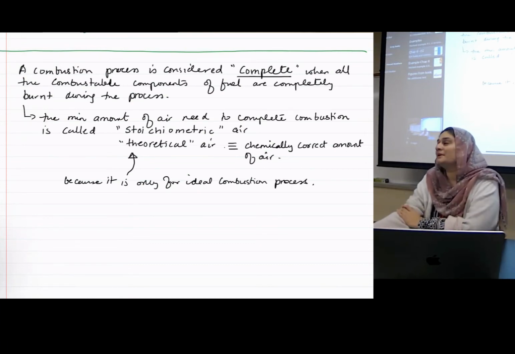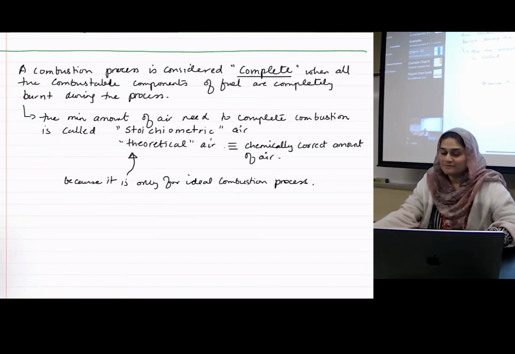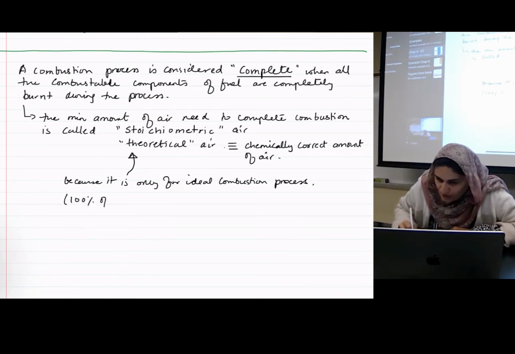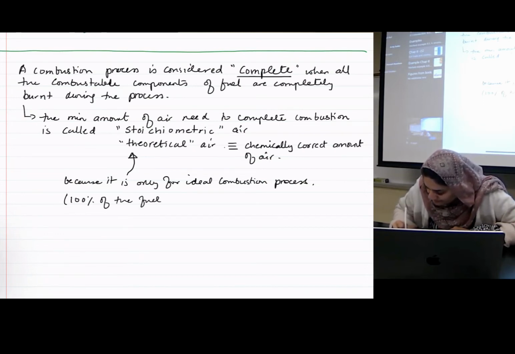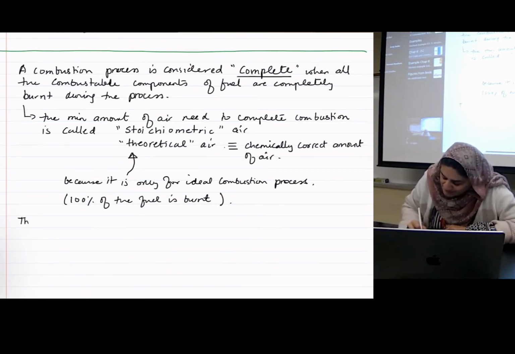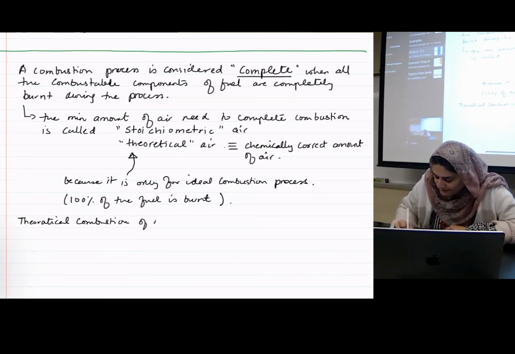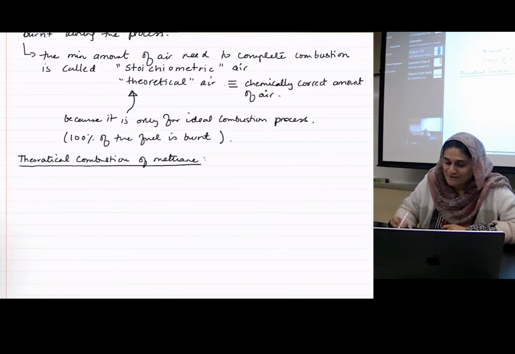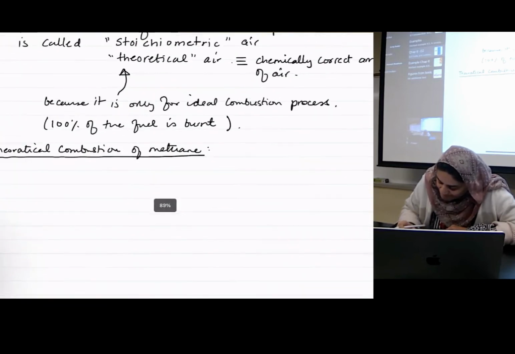And as we know, in real life, there are no ideal processes. There will always be some fuel left. And for ideal combustion processes, 100% of the fuel is burnt. And we know that can't happen, right? So, a theoretical combustion of methane means this. So, Casey, I'm not going to make you balance this equation, so I will give you the balance. You're welcome.